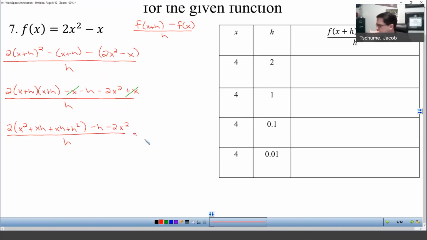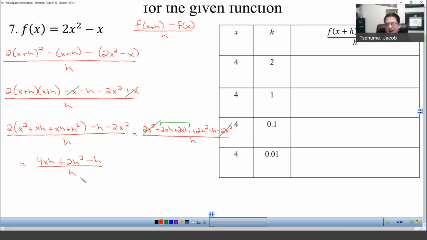Distribute the 2 through. That'd be 2x squared plus 2xh plus 2xh plus 2h squared, minus h minus 2x squared, all of this over h. And I will notice 2 things happen here. Number 1, 2x squared minus 2x squared cancels. And also you can combine these 2xh's. So this would be 4xh plus 2h squared minus h divided by h.